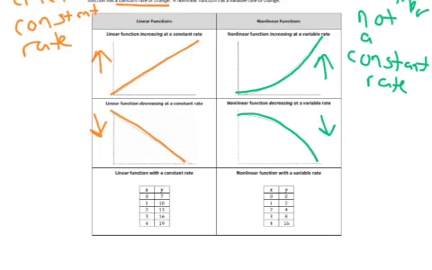And then remember, from a table, to decide if something's linear or not, you can do the y minus y over x minus x. If you did that on this side, you would not get the same answer every single time.